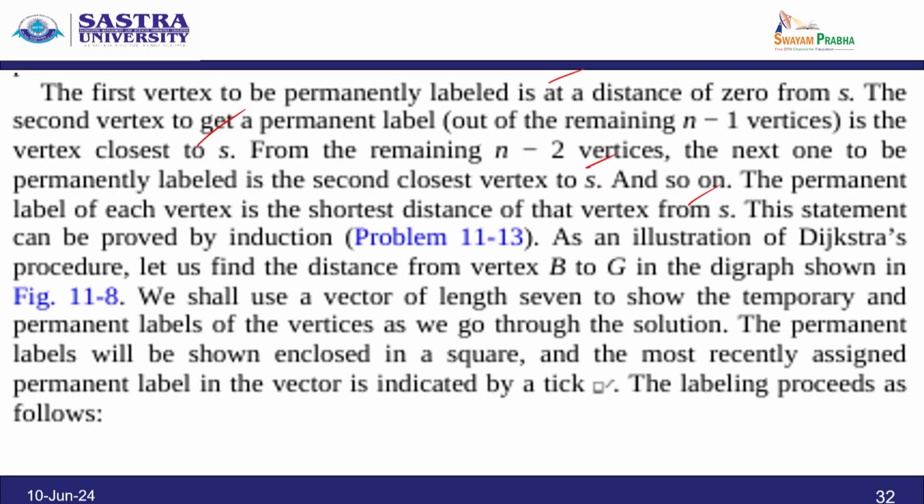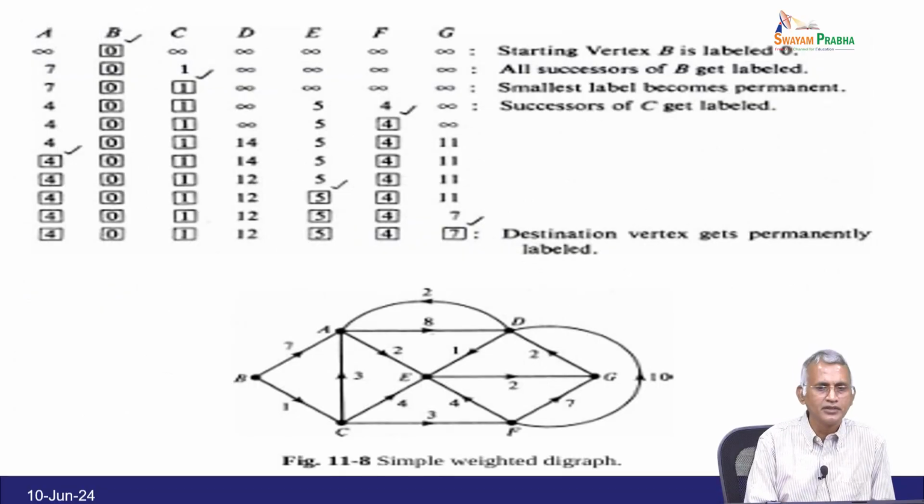As an illustration of Dijkstra's procedure, let us find the distance from vertex B to G in the graph shown in the figure. We shall use a vector of length 7 to show the temporary and permanent labels of the vertices. As we go through the solution, the permanent label will be shown enclosed in a square, and the most recently assigned permanent label in a vector is indicated by a tick. So the labeling process is as follows.